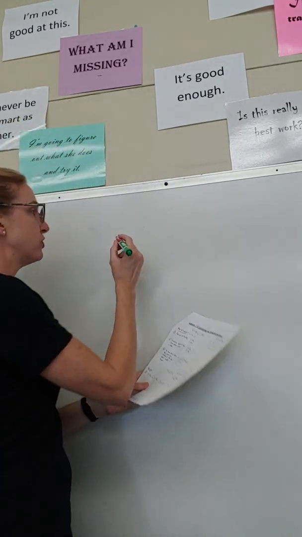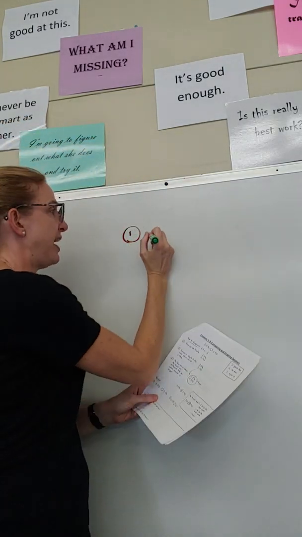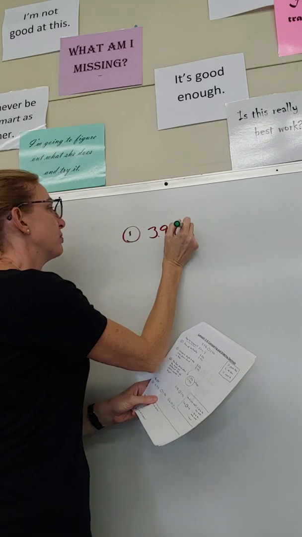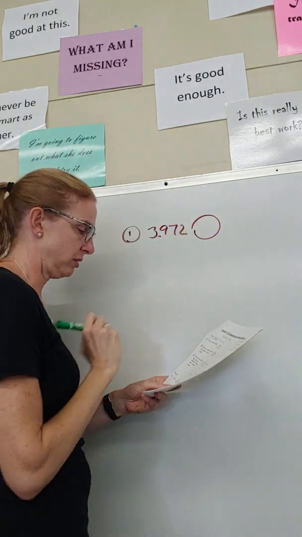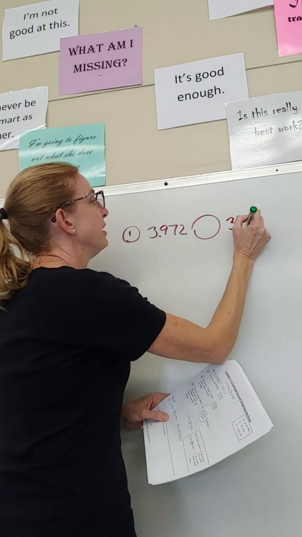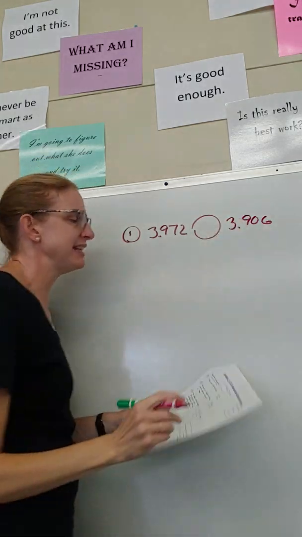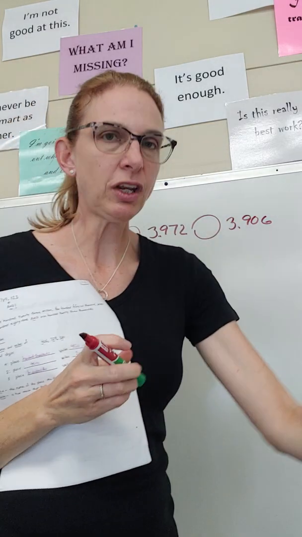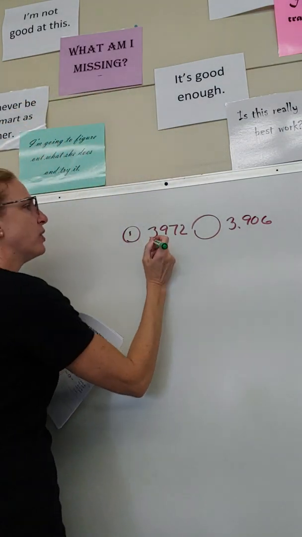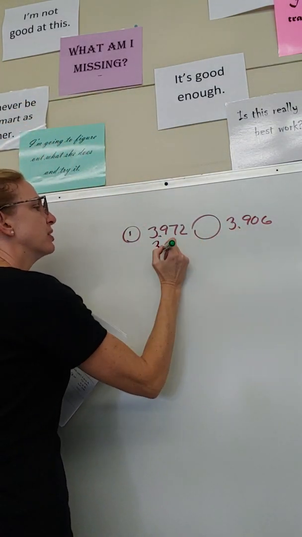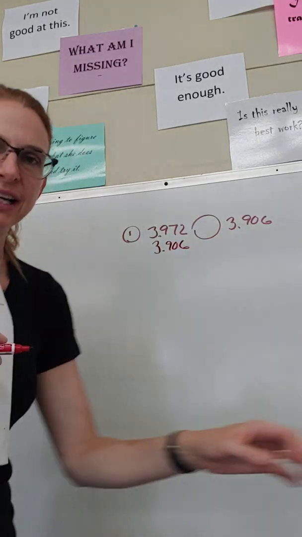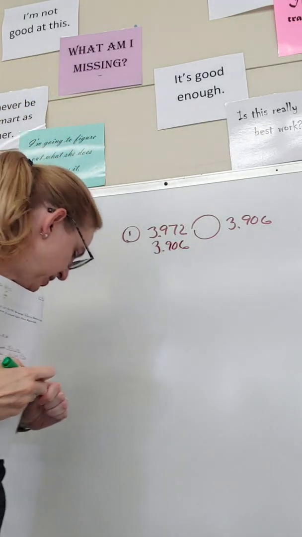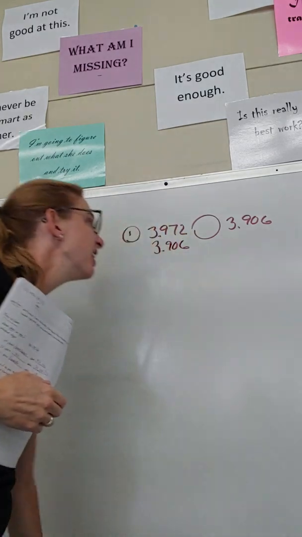Okay, the first one under You Try was 3.972, circle, 3.906. Now, instead of writing them both up and down, what I tend to do is just pick one and write it underneath the other. So I'm going to write my 3.906 over here, so I don't have to write them both down again. And now I'm going to line them up, and I'm going to compare.